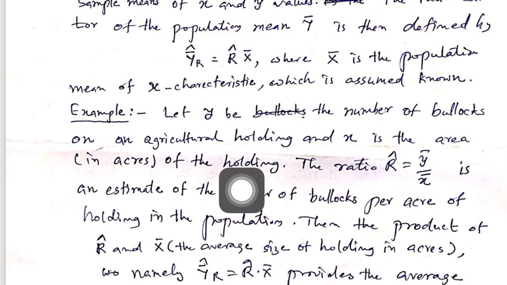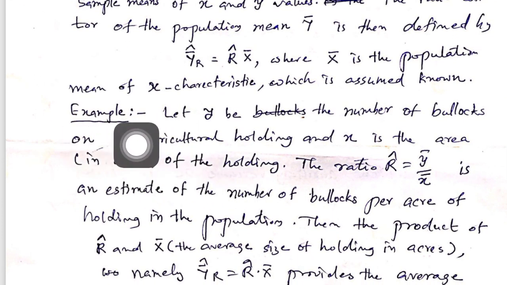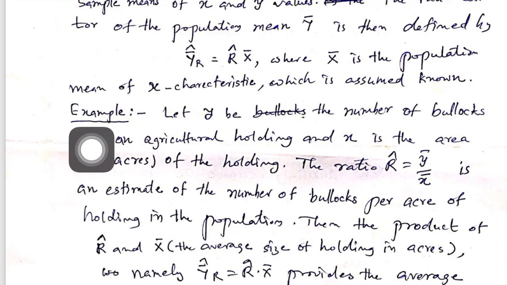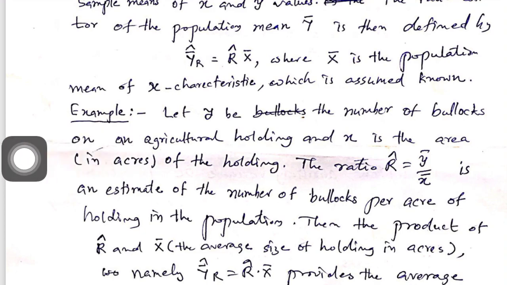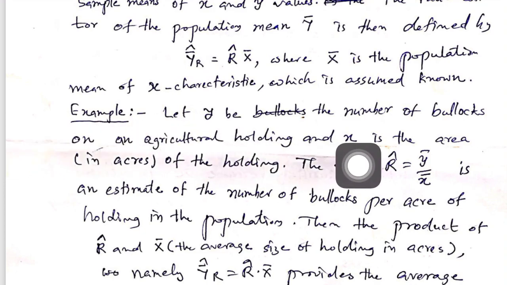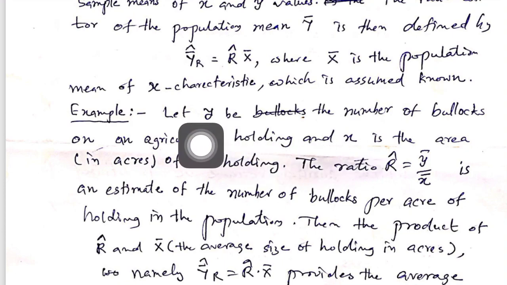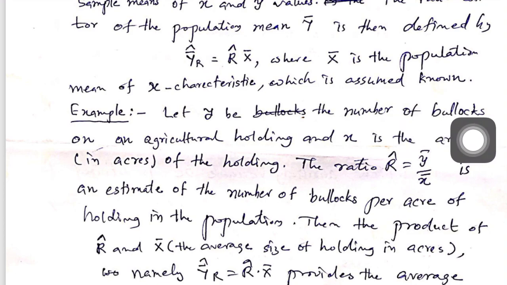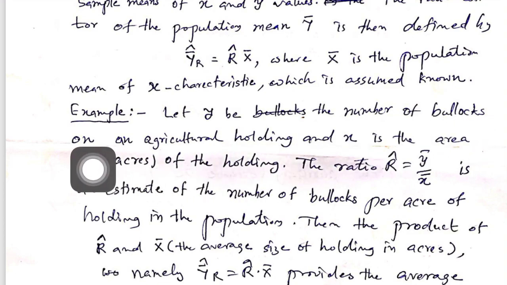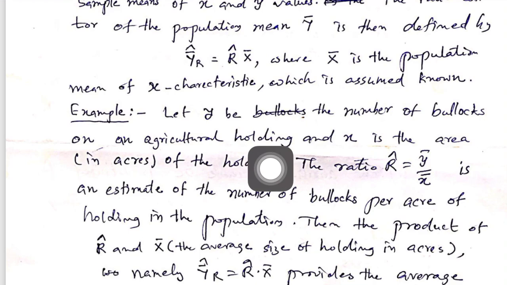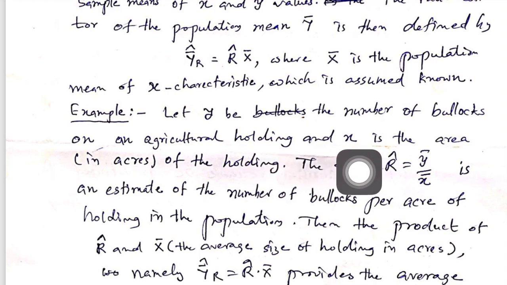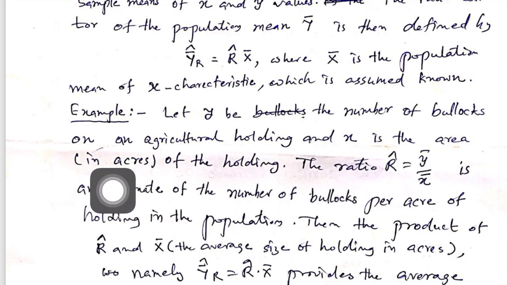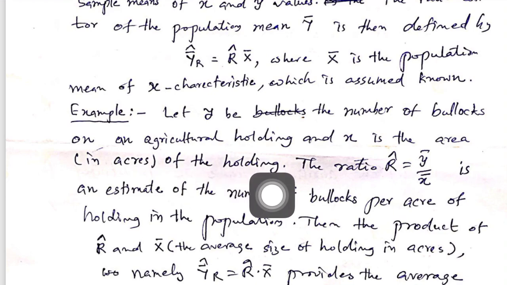Before that, we come to an example. An example in the situation of ratio method of estimation. Here we have two variables, small y and small x. In this example, suppose y is the number of bullocks on an agricultural holding, and x is the area in acres of the holding.